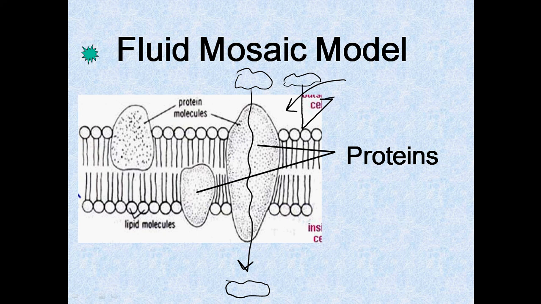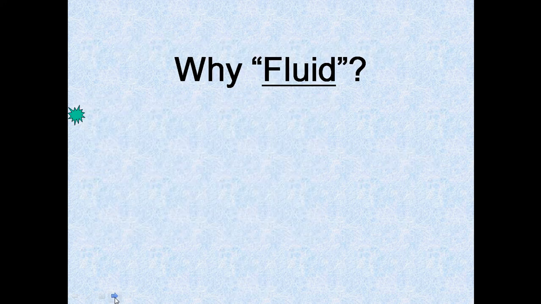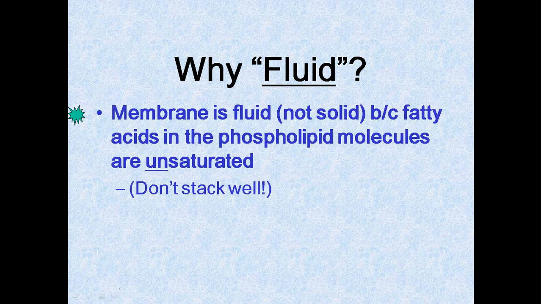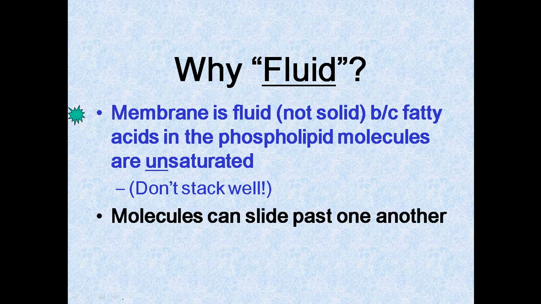But it's much more complex than that because it's not just about the proteins. We now know that there's other things that are a part of this cellular membrane as well. So let's break apart the name of this model, the fluid mosaic model. So first, why the term fluid? As it says here, the membrane is fluid, not solid, because fatty acids in the phospholipid molecules are unsaturated. And what that means is molecules can slide past one another.